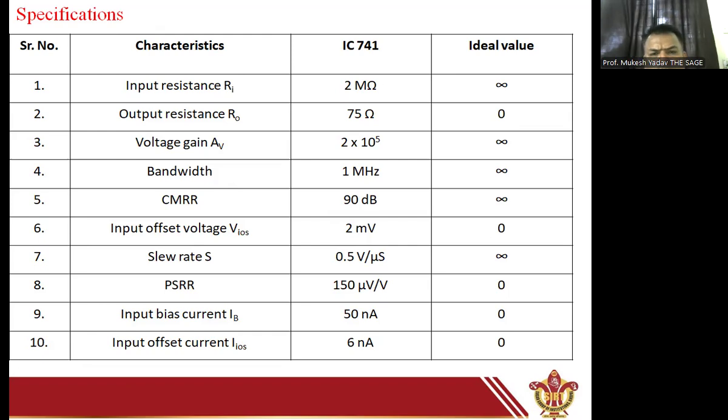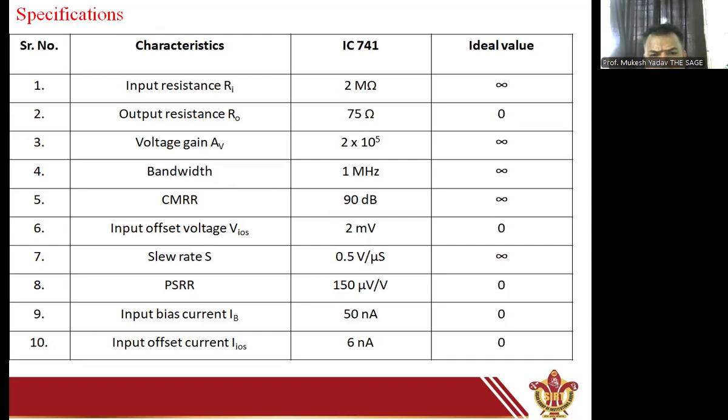CMRR, that is common mode rejection ratio. An ideal op-amp has infinite, and IC741 has 90 dB. Input offset voltage for the ideal op-amp is 0 volt and for IC741 it is 2 millivolt. Slew rate: an ideal operational amplifier has infinite slew rate, and IC741 has 0.5 volt per microsecond. Volt per microsecond is its unit.